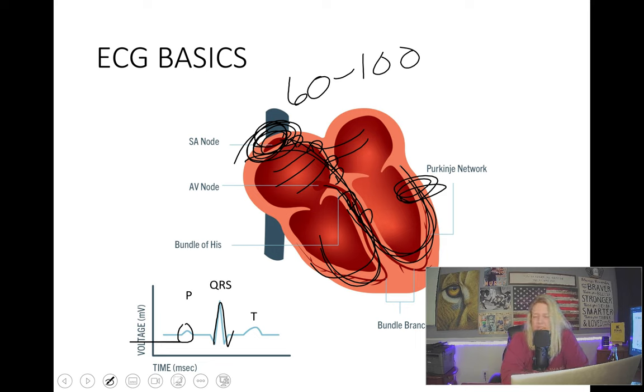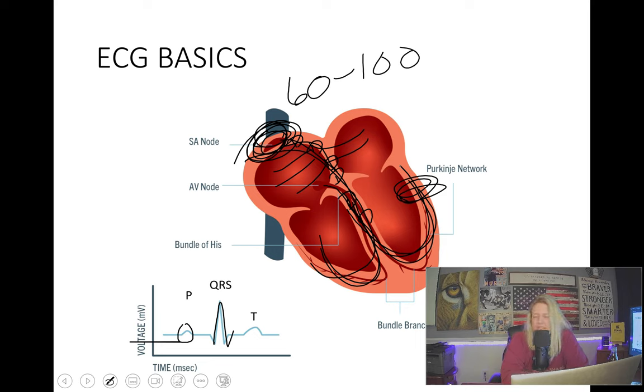So, the P wave is atrial depolarization. The P wave is when the SA node fires and the atrial cells depolarize. You have that movement. The QRS is when the ventricles are depolarizing, so they're actually contracting. And then the T is ventricular repolarization.